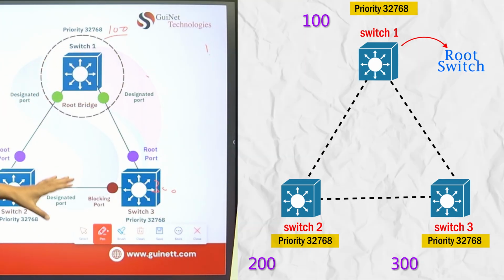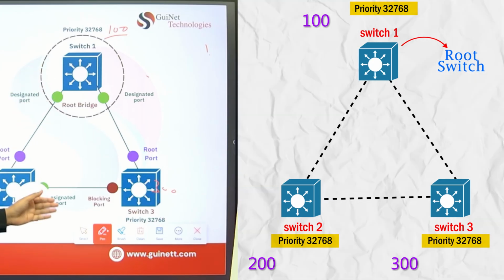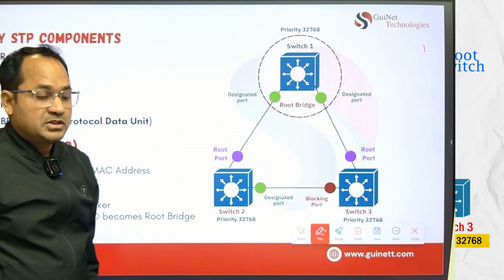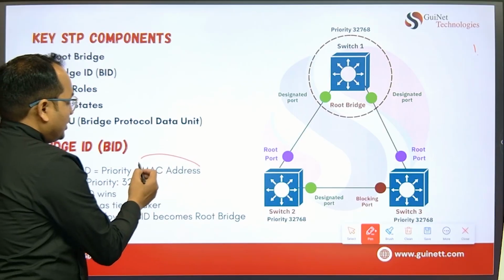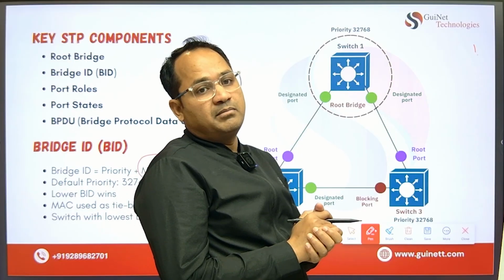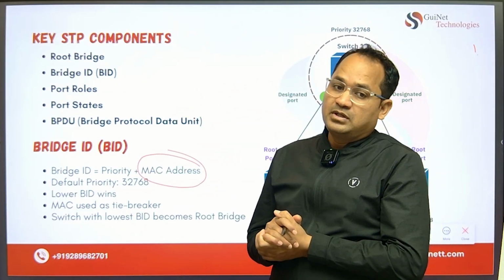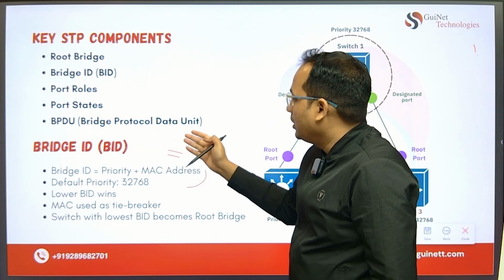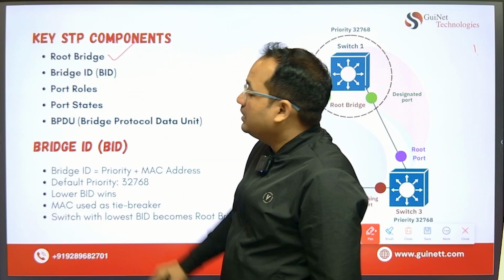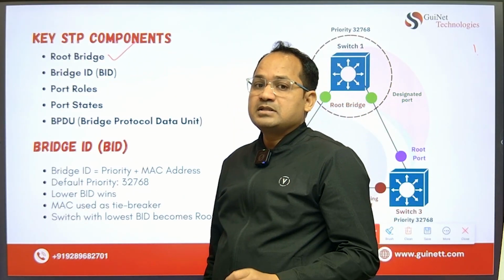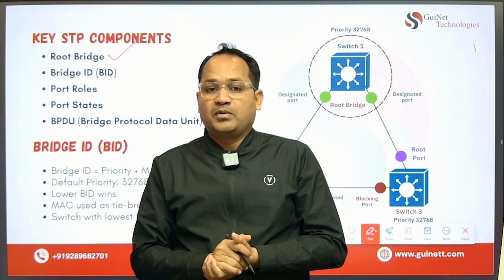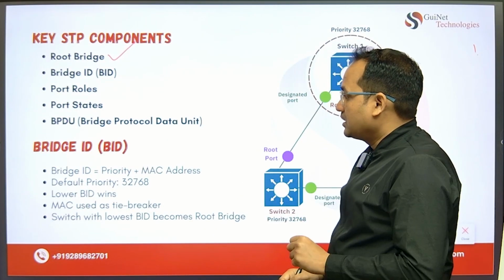But if all switches have the same priority, like 32768, 32768, 32768, who is going to become my root switch? In that case, your MAC address is going to be the tiebreaker. The switch which has a lower MAC address is going to become my root bridge or root switch. This is why the bridge ID is always exchanged between the switches. It helps to calculate my root bridge, and the root bridge has a significant role. Without a root bridge, you cannot establish any STP or RSTP topology. I will discuss more about the root bridge, but you can just understand.